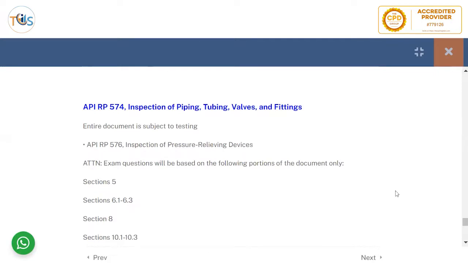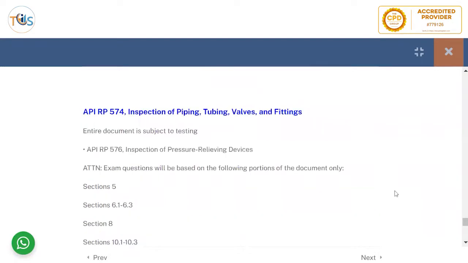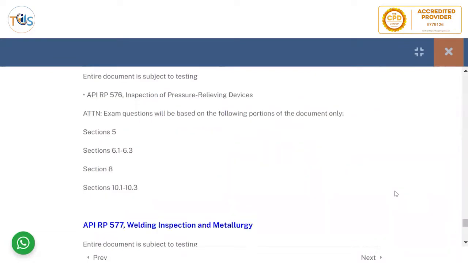And 574 is the inspection practice that you will be using as a piping inspector much more frequently than the API 570, because this is a recommended practice, like a guide, and it comes with a checklist and tells you what to check, how to check, and that sort of thing. So this should be read in conjunction with the API 570, and specifically sections 5, 6, and 8 are important.